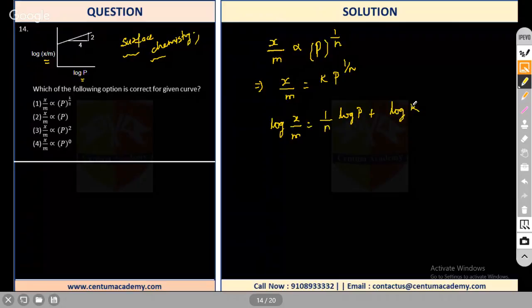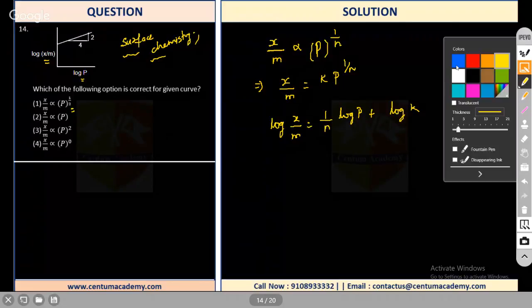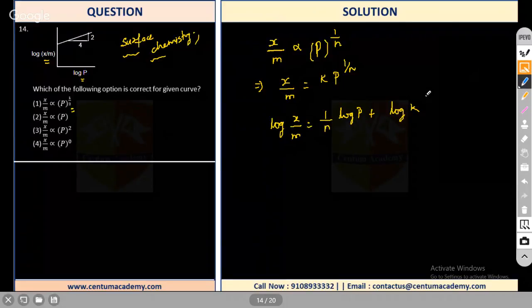Now here you see, this is the graph we have. So what is this 1 by n? That is what the question is. We have to find out the value of 1 by n only. This equation is in the form of y equals m x plus c, so 1 by n is nothing but the slope of the line given in the graph. The slope of the line is y by x, which equals 2 by 4, which is 1 by 2, and hence option 1 is correct.